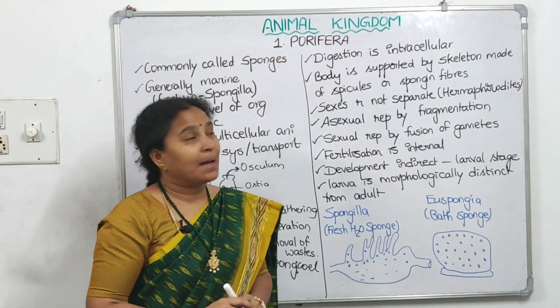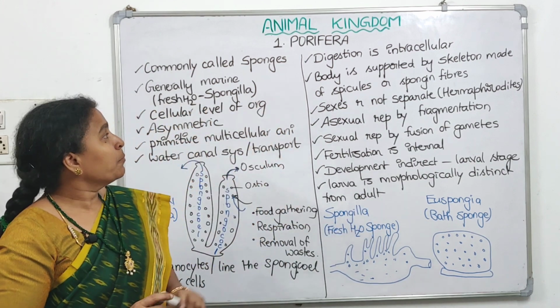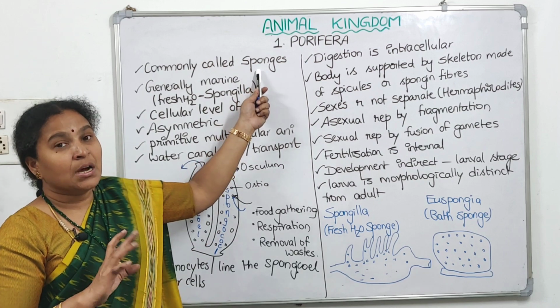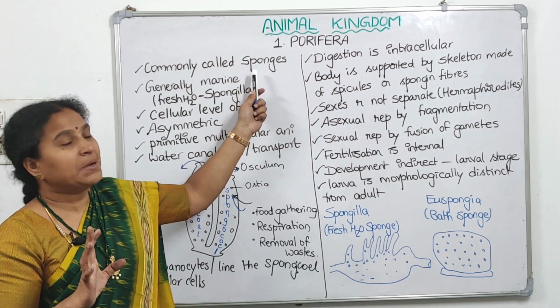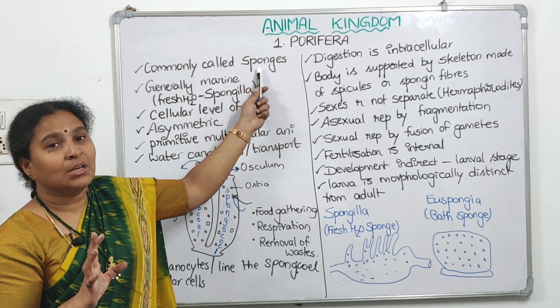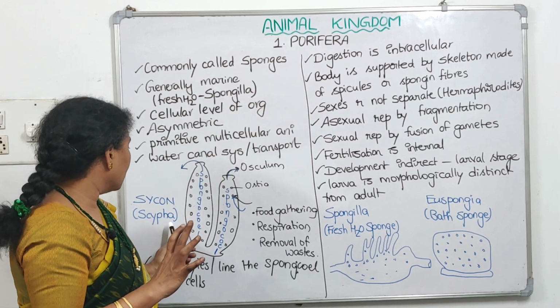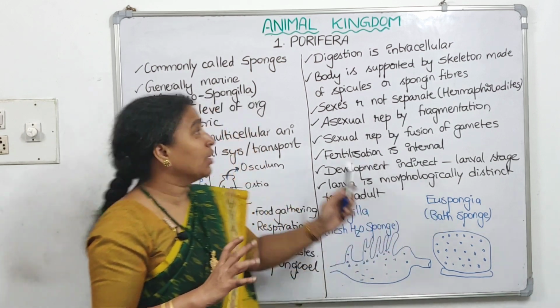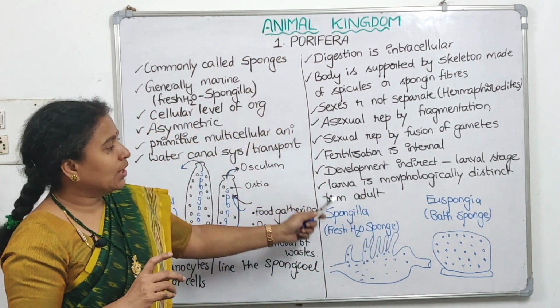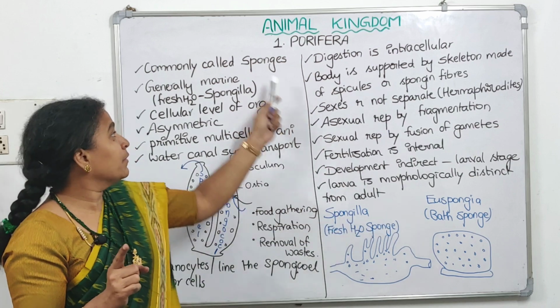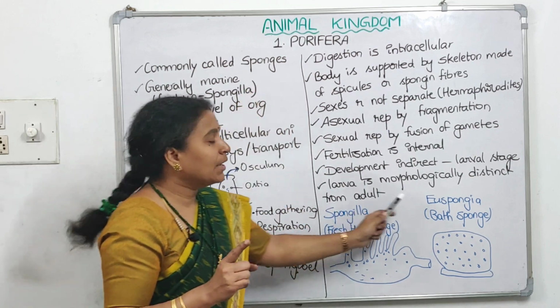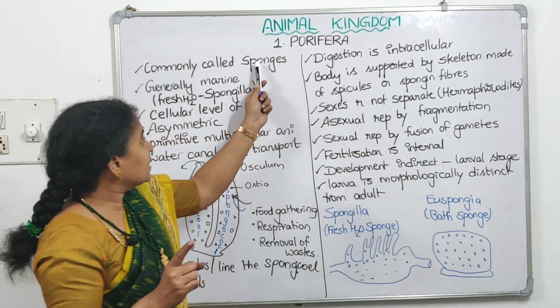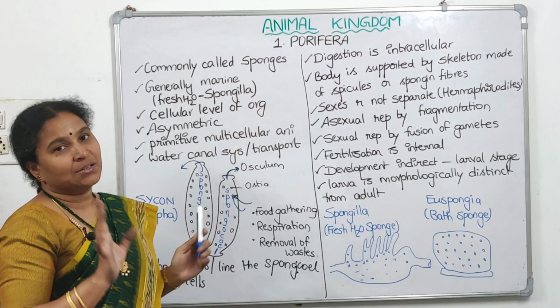Now coming to the examples of this phylum Porifera. Porifera are commonly called sponges. How will you memorize the examples of sponges? The name itself is sponge. With sponge, spongilla and euspongia will come. With S, cycon will come. Like that you have to remember.